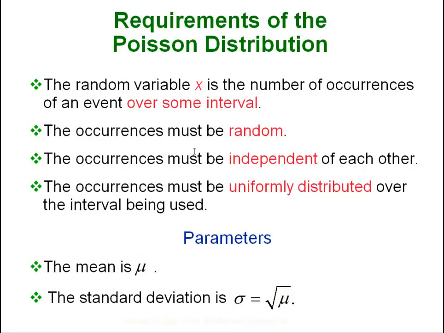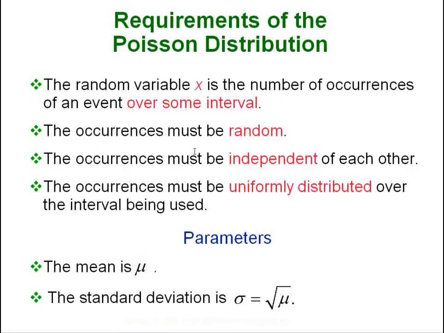The requirements for this distribution: the random variable x is the number of occurrences, just like before, only now it's over some interval rather than out of a certain number of trials. Your occurrences need to be random, they need to be independent, and they need to be uniformly distributed over the interval being used. So that means you can't have peaks and valleys. You can't be more likely to see hybrid vehicles in the first 5 minutes of the hour than the last 5 minutes of the hour.